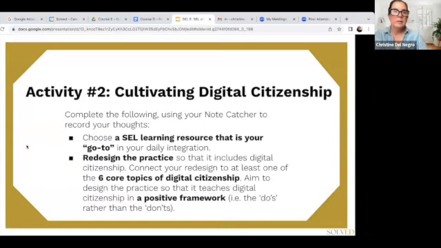Okay, so the next thing that we're going to do in your note catcher is you are going to choose an SEL learning resource that is your go-to in your classroom, something that you use all the time. But you're going to think about it through the lens of digital citizenship. So if it's something that you're using in your classroom, in your in-person interactions with your students, what could that look like digitally? And you want to connect the redesign to at least one of the 6 core topics of digital citizenship. And you want to put it in a way that's teaching digital citizenship in a positive framework. So the do's rather than the don'ts. This is all explained in your note catcher. So I'm going to give you a few minutes to do that. I'm going to stop sharing, and we will come back together in about 3 minutes or so.